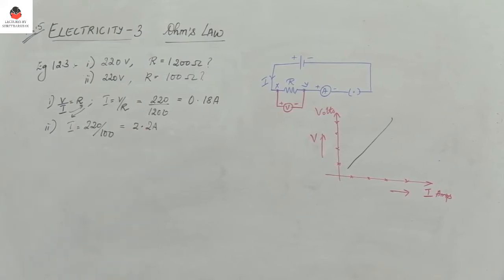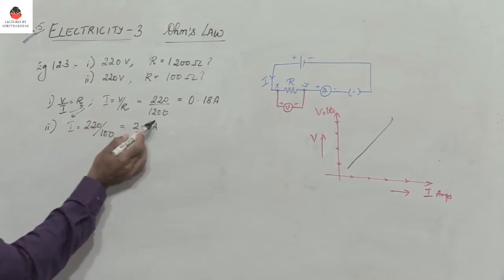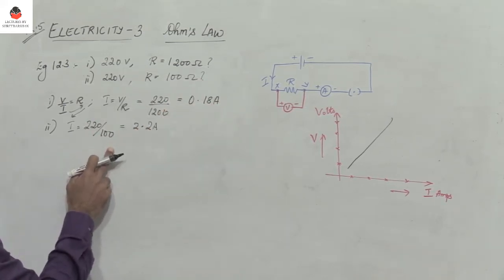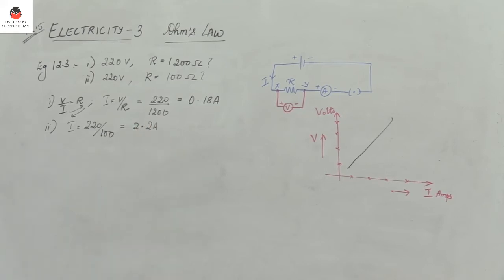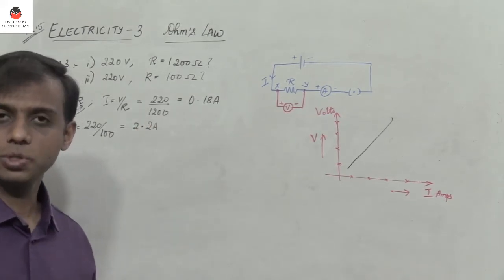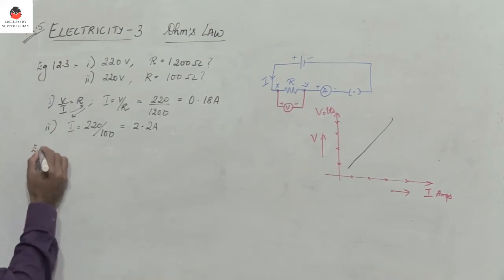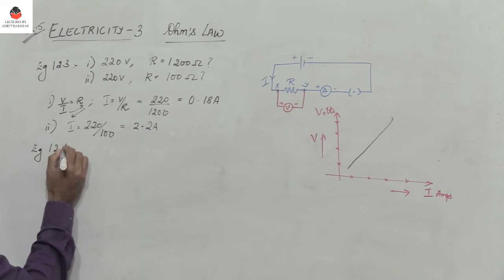So we realize that as resistance increases, current reduces. If resistance reduces, current increases. That is why we mentioned that the current is inversely proportional to the resistance. We have seen that. Next, example 12.4.